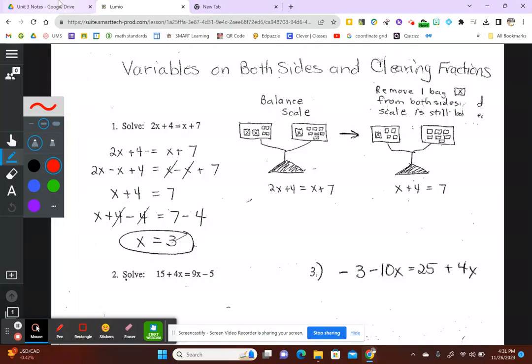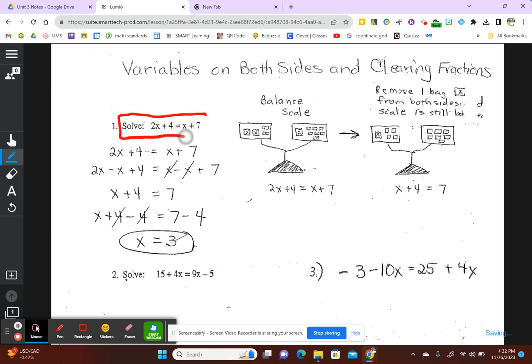Okay, so now we're going to go over how to solve equations that have variables on both sides. So if you look at the first page in the packet and we look at number 1, this says solve 2x plus 4 equals x plus 7. So this is something some of you have not seen before, where you have a variable on both sides.